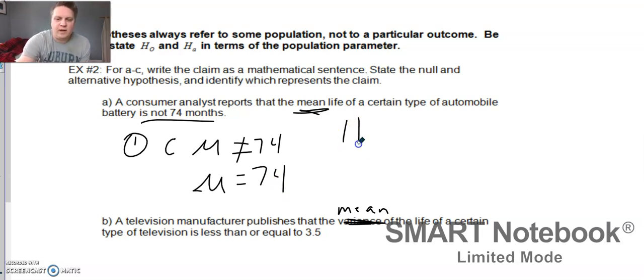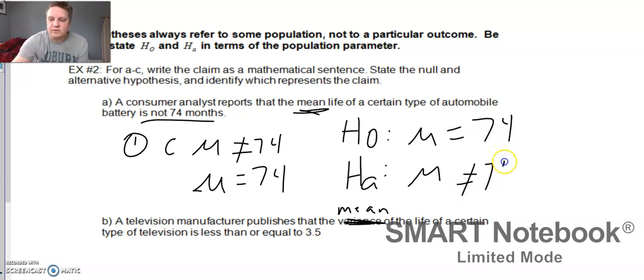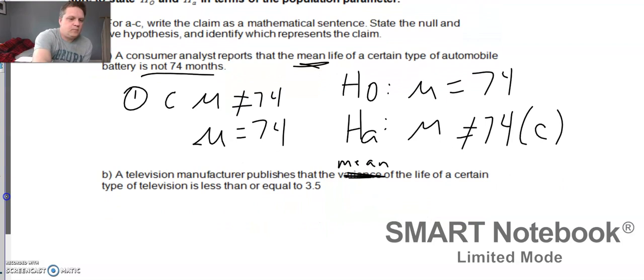Now we identify what the null and alternate hypothesis are. It's mean and mean. Remember, the null hypothesis has the equal sign. So mu equals 74 is the null, and mu does not equal 74 would be your alternate. The claim is does not equal 74. That's all there is for step one. Then we use that for step 2, step 3, and so on.